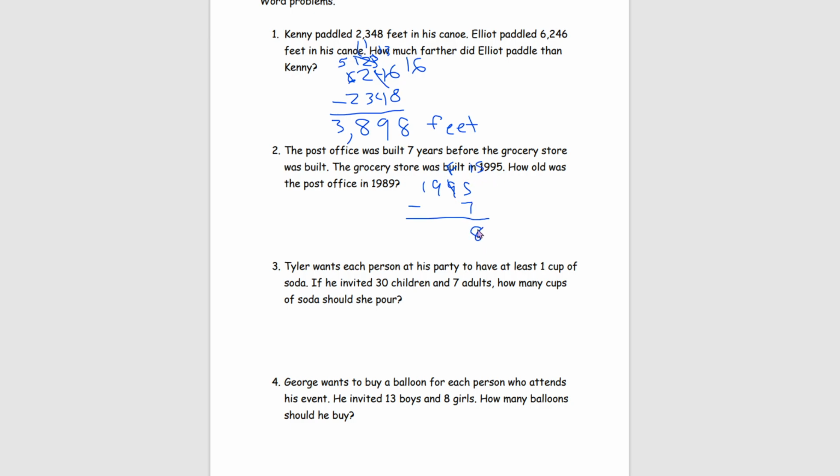15 minus 7 equals 8. 8 minus 0 is 8. Bring down the 9, bring down the 1. And so that tells us that the post office was built in 1988. And since it's asking us how old it was in 1989, all we have to do is just do 1989 minus 1988. And we get 1. And that tells us that the post office was 1 year old in 1989.